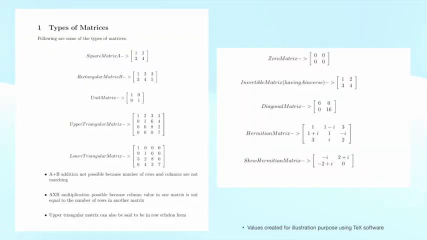Minus i, 2 plus i is going to be along the first row, and in the transpose it is going to be along the first column. When we take the negative out, we will see that A equals minus A transpose. So this is skew Hermitian.